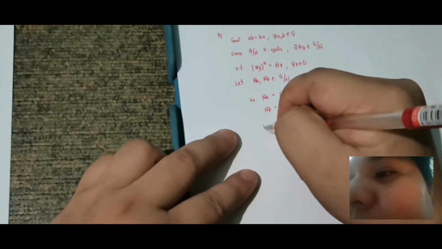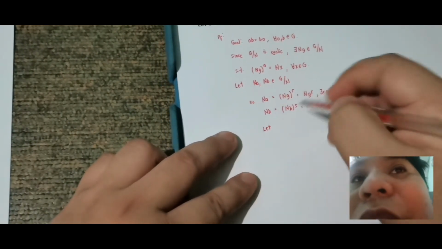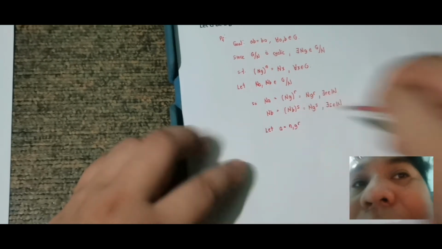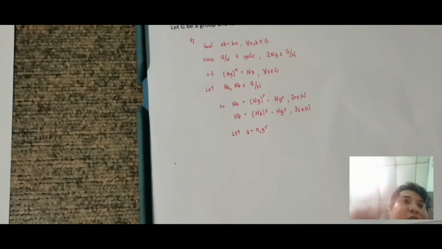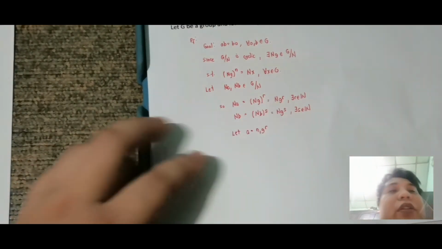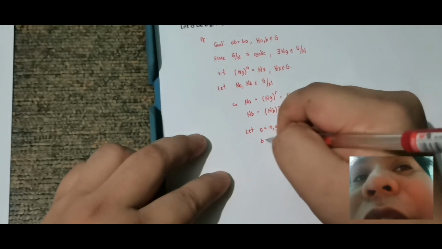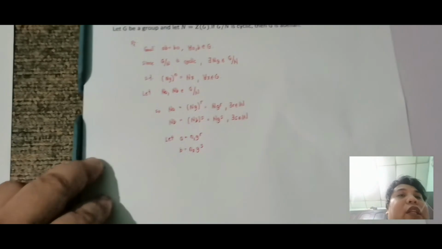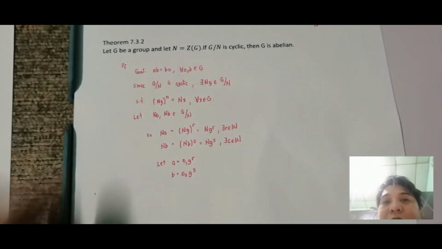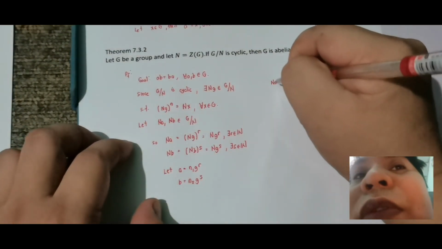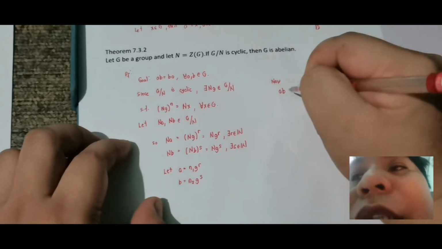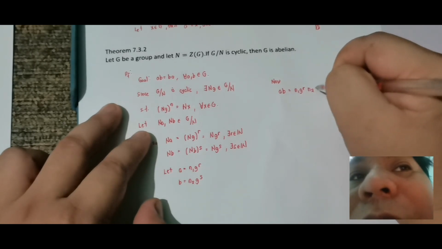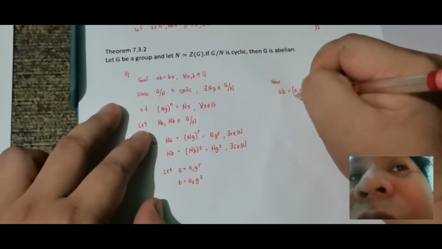So let me let again, assuming A is equal to N sub 1 G raised to R, since I used N there, and B is equal to N sub 2 G raised to S. I just let these because our goal is AB is equal to BA. So consider, we now have AB is equal to N sub 1 G raised to R, N sub 2 G raised to S.